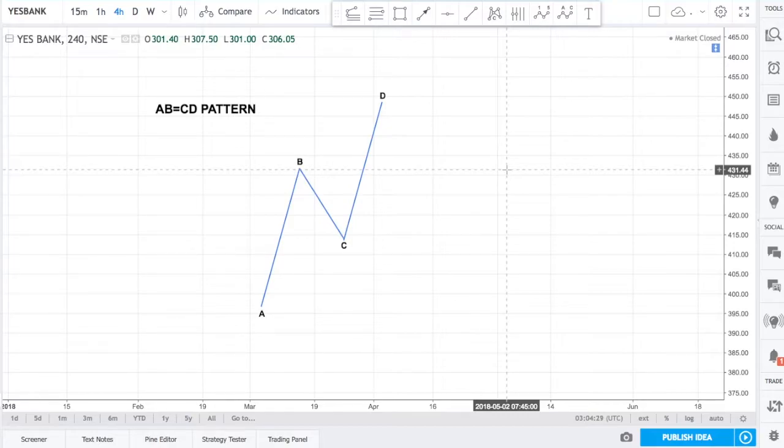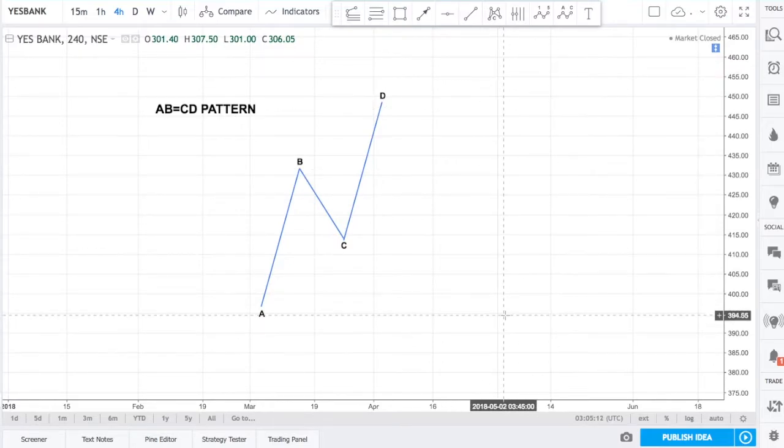I am planning to do this video on ABCD pattern as a two-part series. In the first part, I will explain how an ABCD pattern looks like and why an ABCD pattern must be given respect. And in the second part, I will explain how to trade an ABCD pattern and the high probability scenarios when an ABCD pattern becomes more effective. First, how an ABCD pattern looks like.